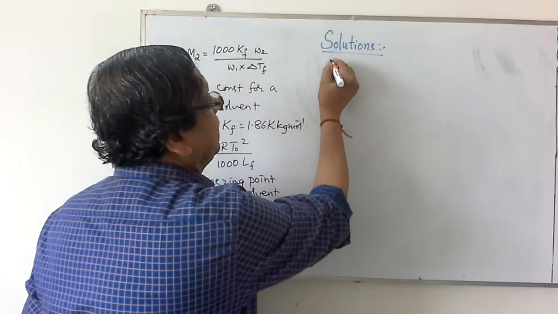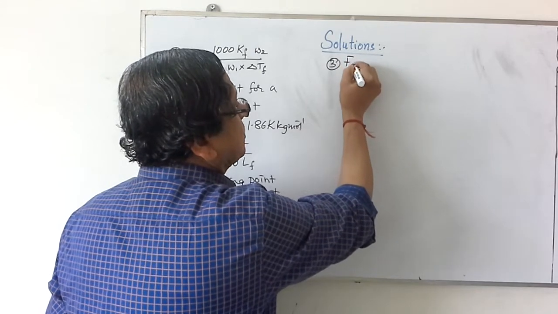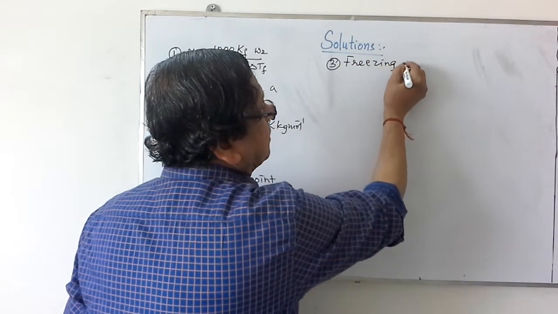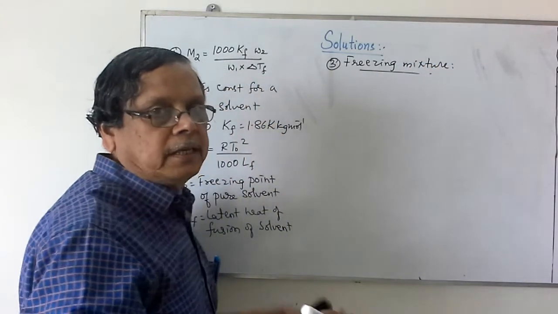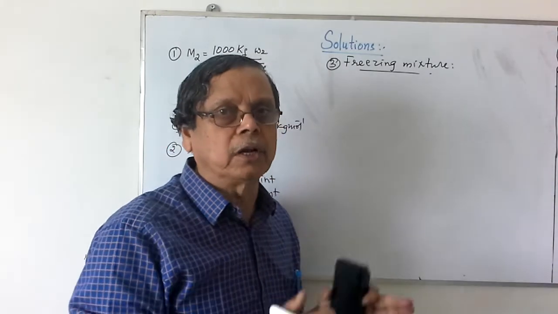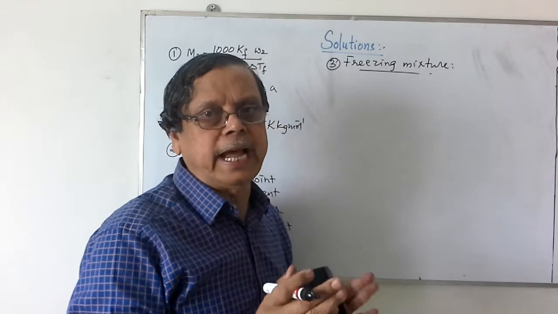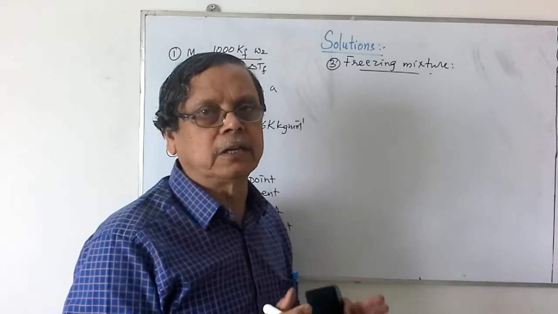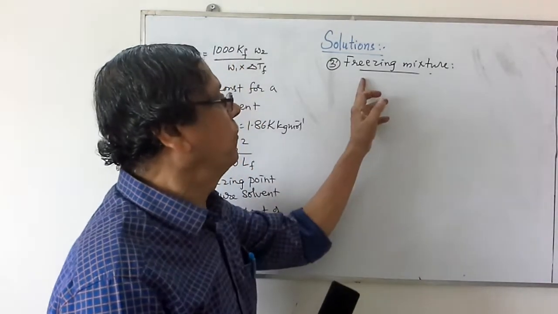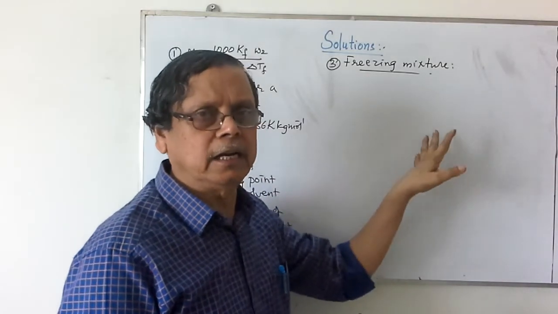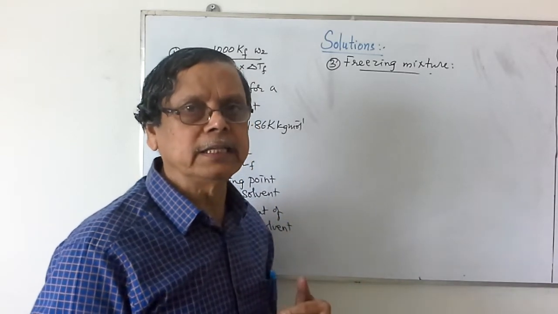So this principle of depression in freezing point can be used to prepare freezing mixtures. We know that when a person selling ice candies in a wooden cart wants to keep the ice cream intact without melting, he keeps a mixture of common salt and ice in the outer box. This mixture of common salt and ice, or any salt and ice, will lower the freezing point of the ice or water to lower than 0 degrees.